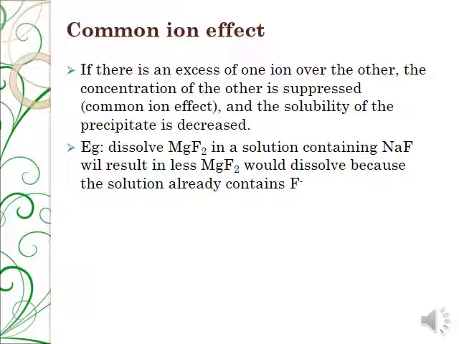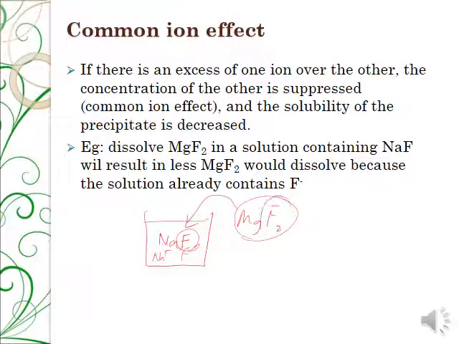For example, you have a solution which already contains sodium fluoride compound. When this dissociates, you get sodium and also fluoride ion, but you are trying to dissolve magnesium fluoride in this solution containing sodium fluoride already. Therefore, less of it would dissolve because it already has the similar ion, which in this case is fluoride.